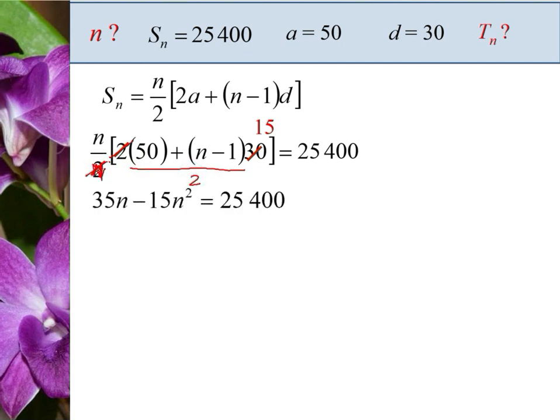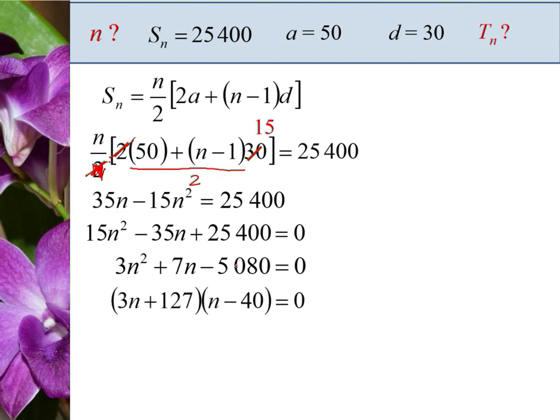Next, expand and simplify. You will get a quadratic equation. You can press your calculator for this. Before you do that, you can simplify this problem by dividing everything with 5. Then you can factorize it. You get n equal to negative 127 over 3 and also n equal to 40. But is it logical to have number of terms in negative form? Well, no. So that's why n is 40.